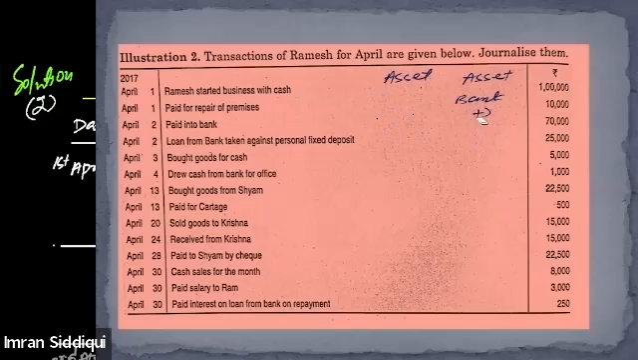Everyone do this quickly. Pass the journal entry in your notebooks. Bank account debit to cash account, 70,000.